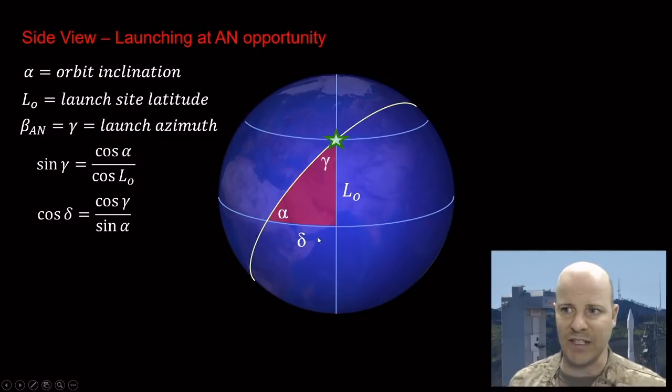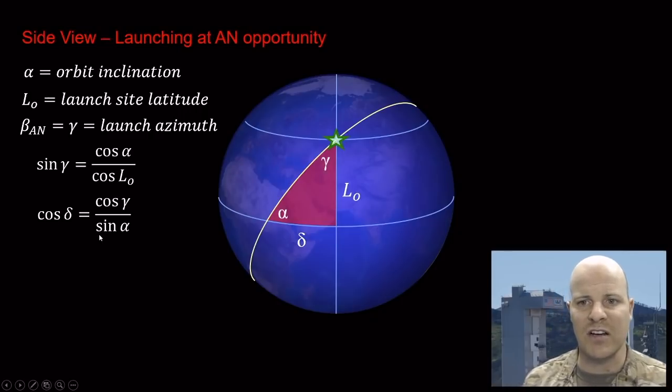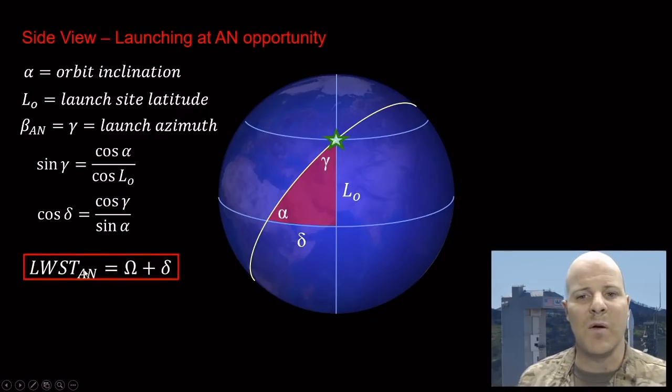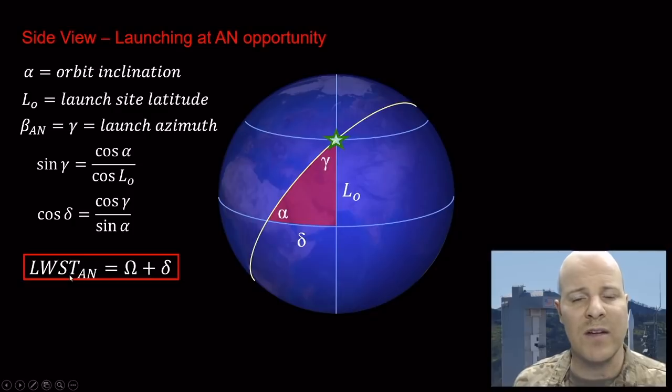Next, we have our delta, and delta is this angle here along the equator, which goes from our longitude line to the intersection of this orbital projection and the equator. And we can calculate delta using this expression here, so this is the spherical trig. We put all these together and we get our launch window sidereal time ascending node, which is equal to our right ascension ascending node, which would be from our classical orbital elements, plus our delta.